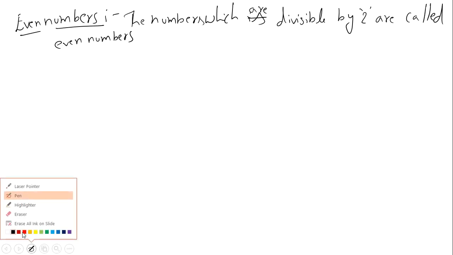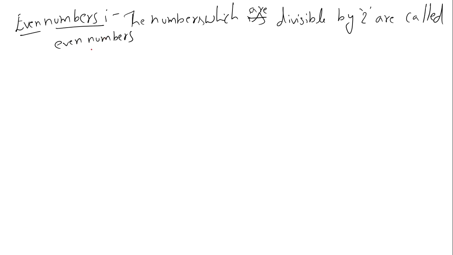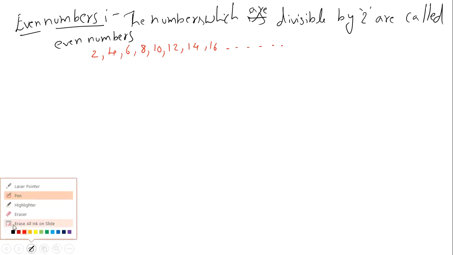Let's look into what they are. The numbers which are divisible by 2. What are they? 2, 4, 6, 8, 10, 12, 14, 16 and so on. So these are called even numbers.